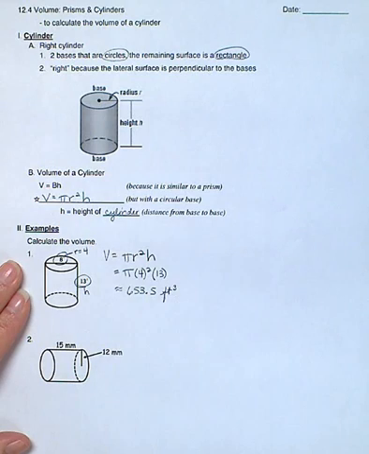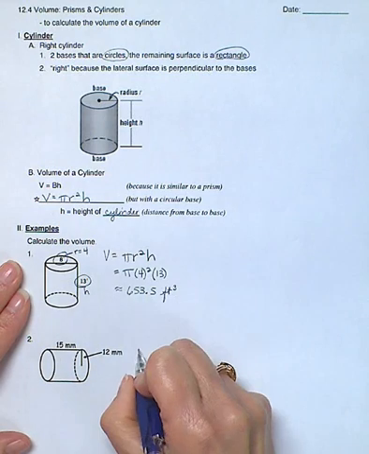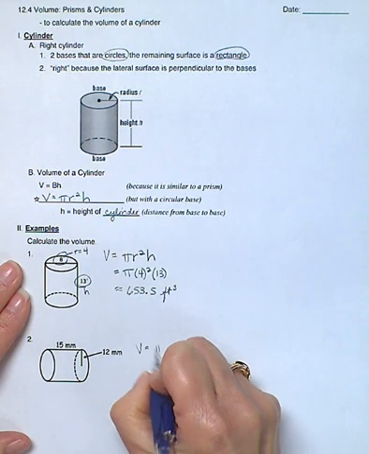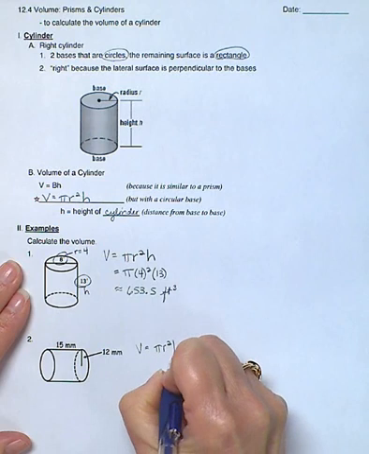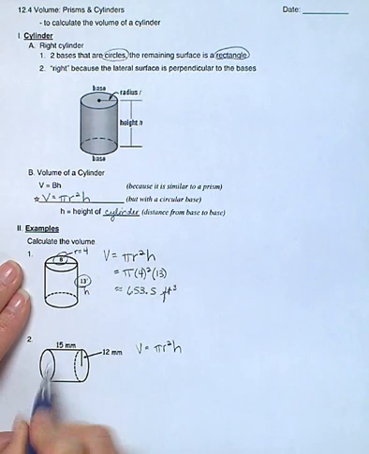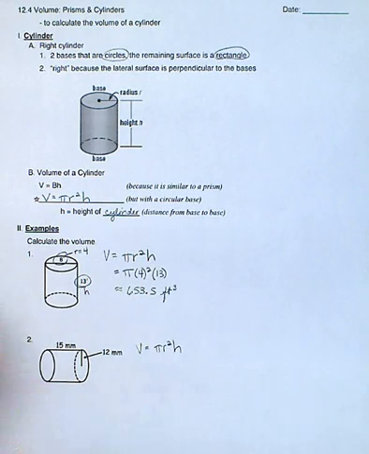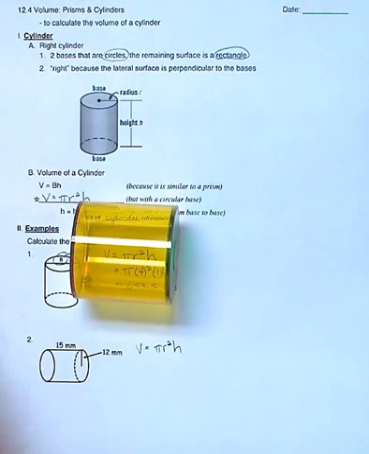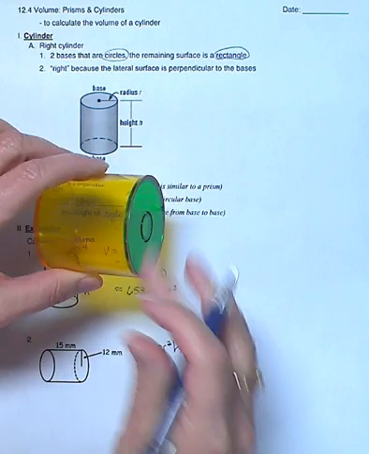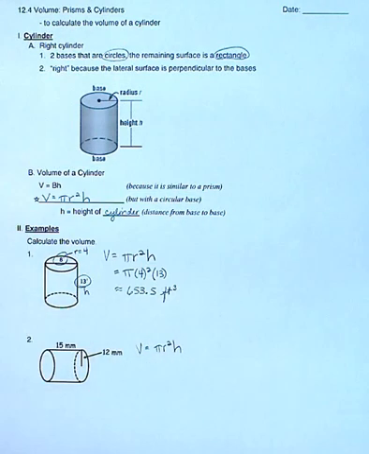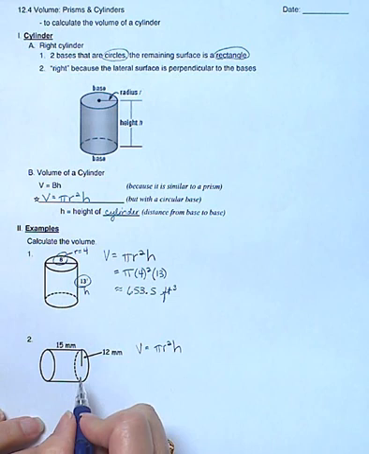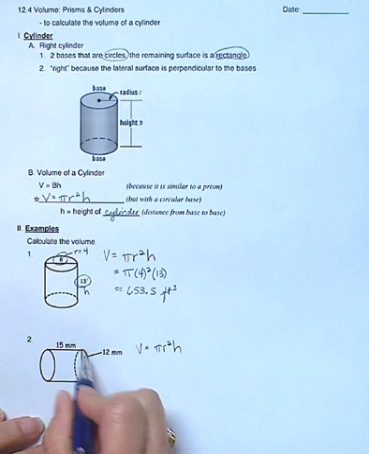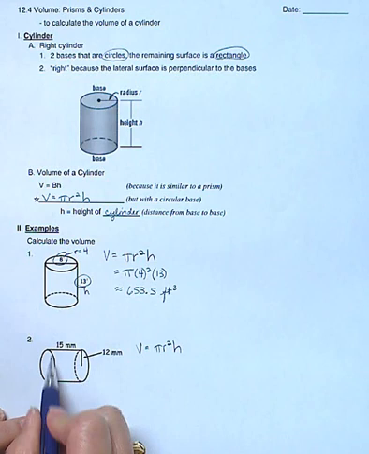Number 2, volume is the area of the circular base times the height. Now you can see the circle isn't standing up this time. The circle is laying down. It doesn't change the concept. We're still going to look at it as a slight angle. So even though it does look like an oval, it's actually a circle. And so we can see all of this side, but we can't see all of this, but it's still a circle.